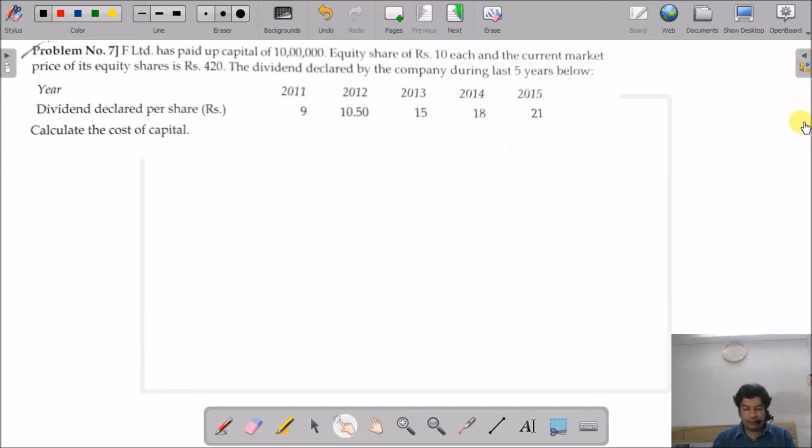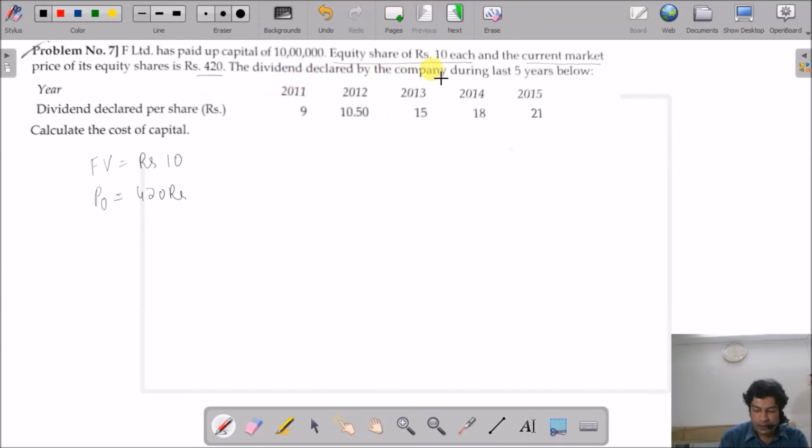F Limited has paid up capital of 10 lakh. Equity shares of rupees 10 each, and the current market price of its share is 420. The dividend declared by the company during the last 5 years they have given, and we have to calculate the cost of capital. So it's a similar sum which we have already done. The equity shares are of rupees 10 each, so the face value of the share is rupees 10, and the current market price of the share is 420. So the P0 is 420 rupees.